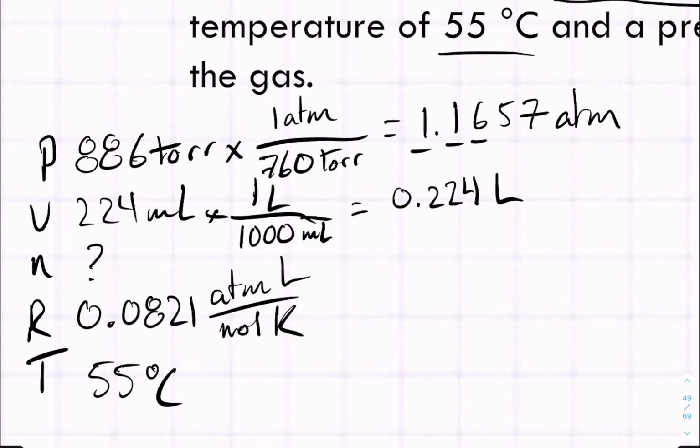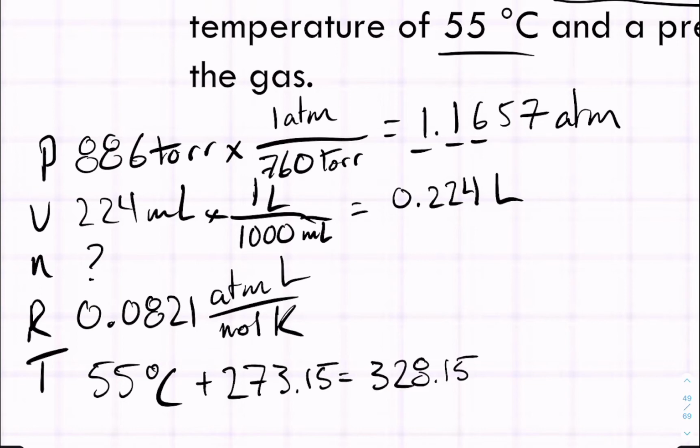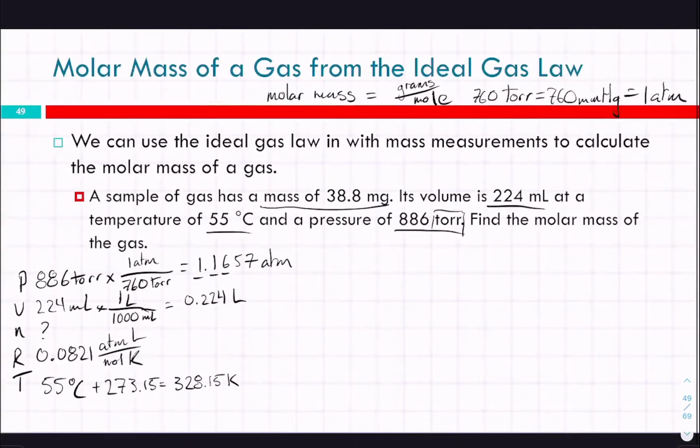R, of course, is constant. And our temperature, we'll add 273.15 to get Kelvin. So that'll be 328.15. Okay, now we've got everything sorted out. We've got all the right units. We can solve for moles.